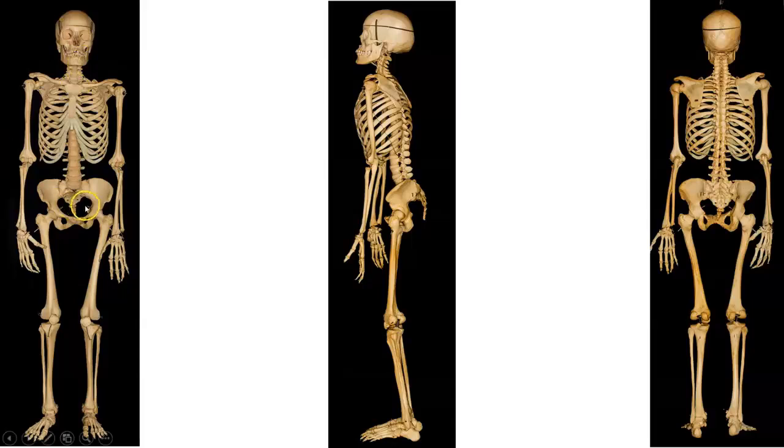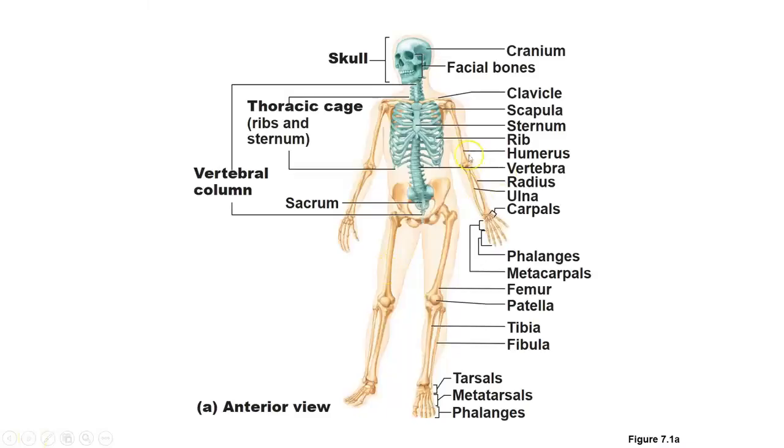Here is a skeleton in anterior view, lateral view, and posterior view. We're going to start with the pectoral girdle, which is made up of the clavicle and the scapula. You can see the scapula here and also in the back. The clavicle and scapula articulate with each other. Here we see the clavicle and in the back the scapula.